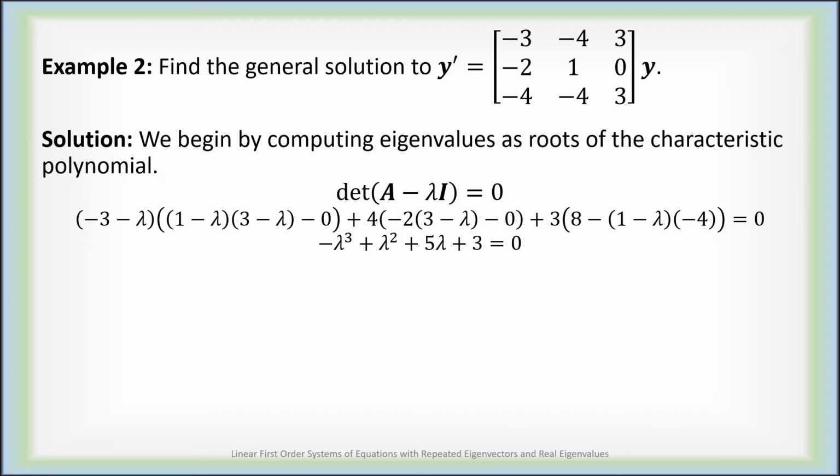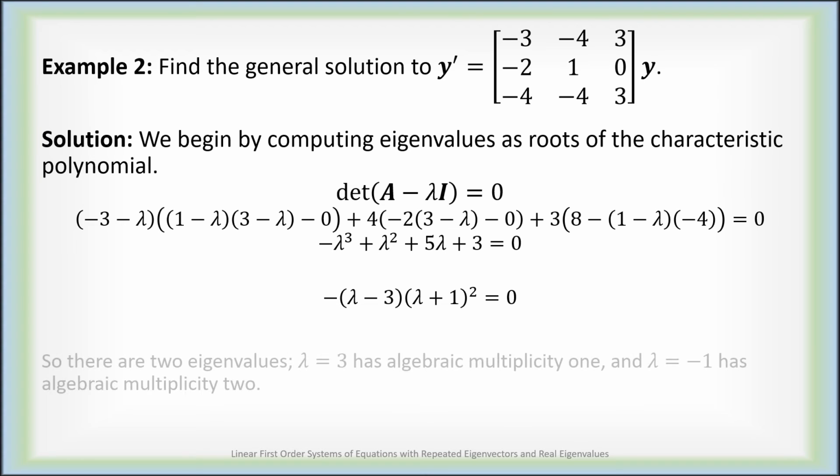You end up with negative lambda cubed plus lambda squared plus 5 lambda plus 3 is equal to 0. This factors as negative (lambda minus 3) times (lambda plus 1) squared. Okay, so there is the totally factored characteristic polynomial. So there are two eigenvalues, 3, which has algebraic multiplicity 1, and negative 1, which has algebraic multiplicity 2.